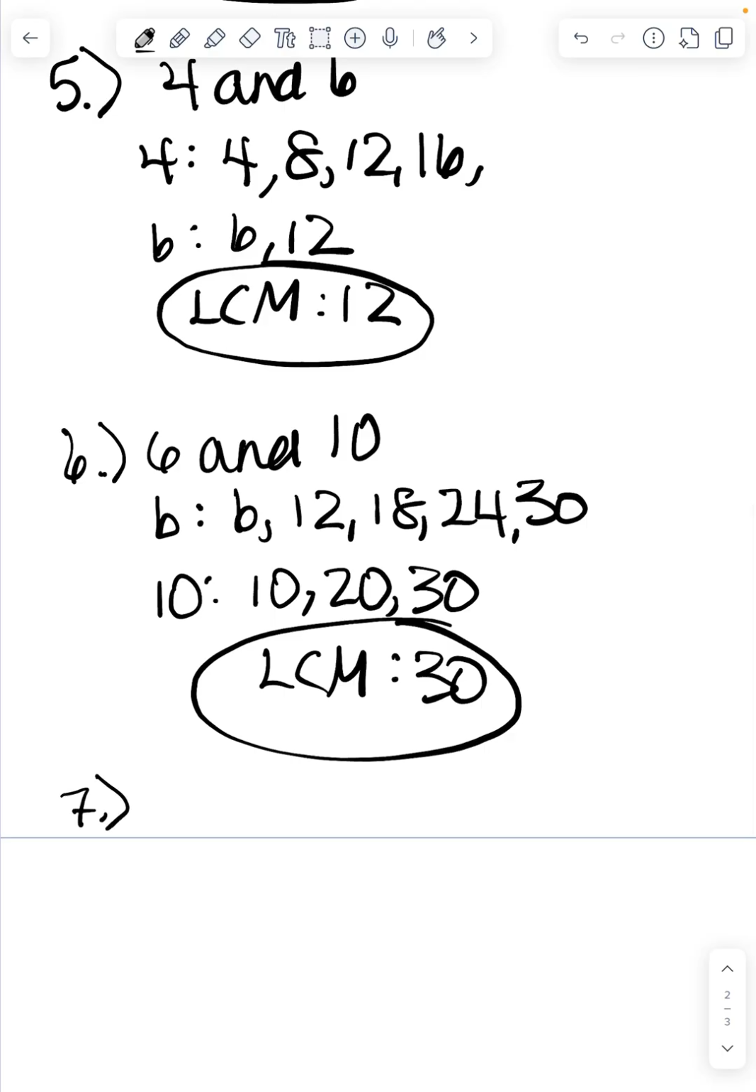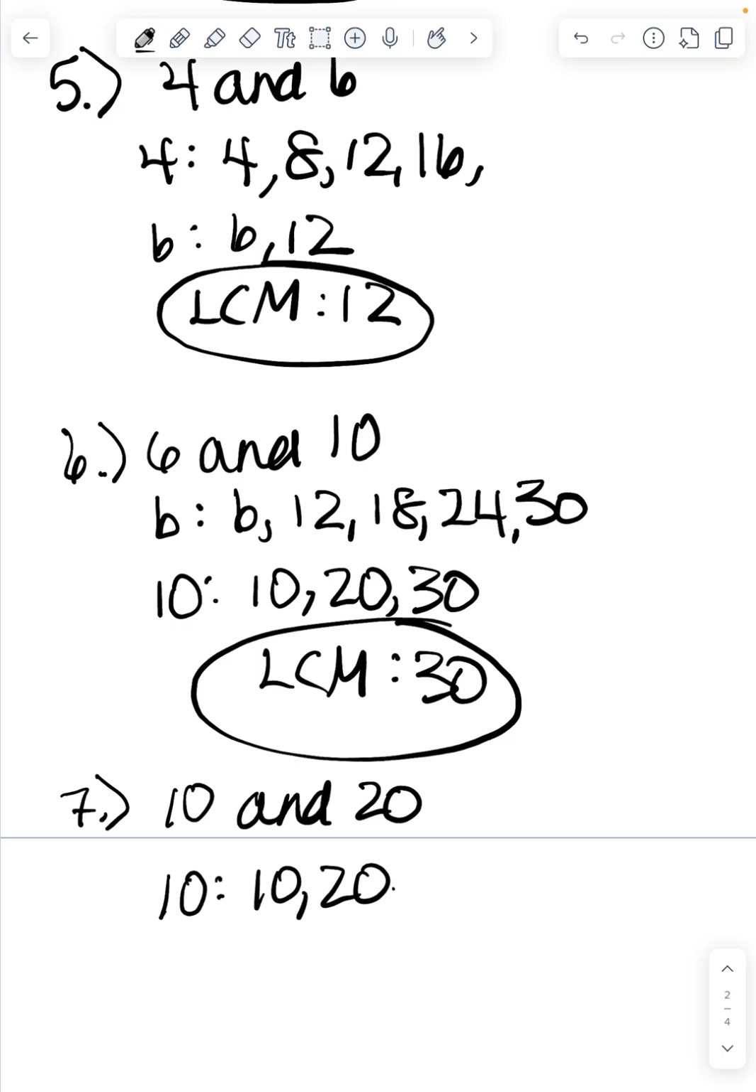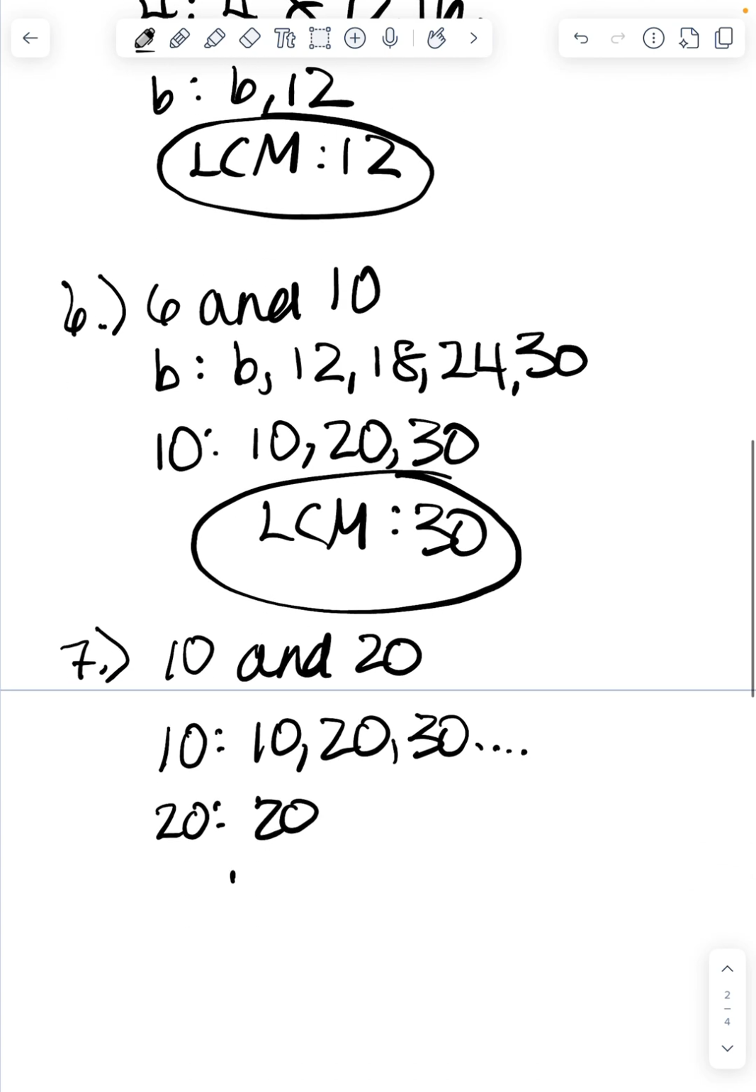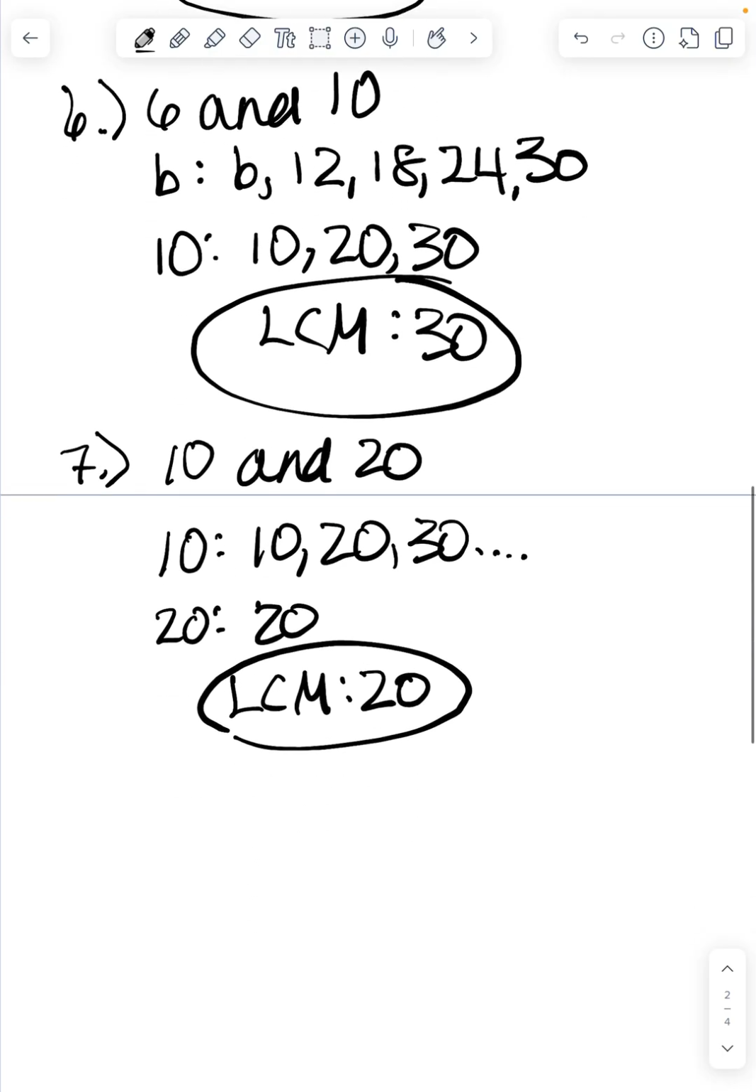Number 7, 10 and 20. Multiples of 10 are 10, 20, 30, etc. I'm going to stop though because 20 is going to be my least common multiple. Once you find it, you don't have to keep going. Number 8. Let me just double check here. Yes, we are doing 1 to 16, all of them.